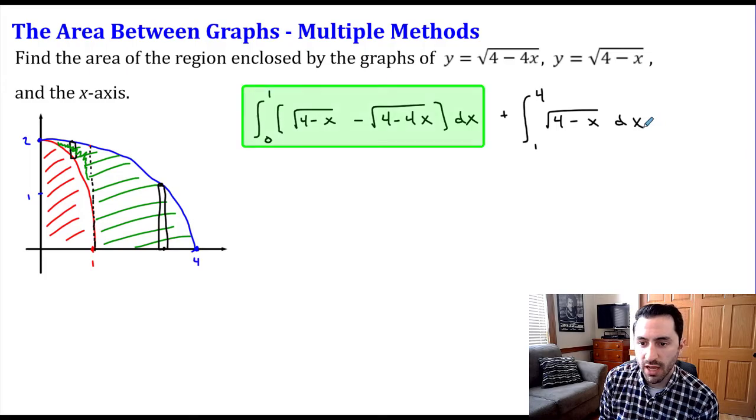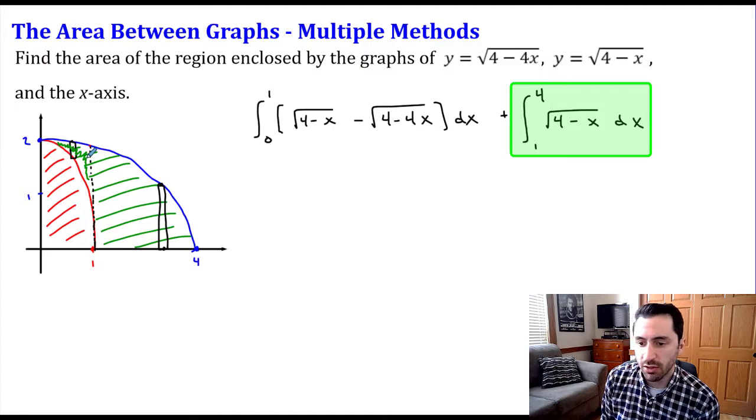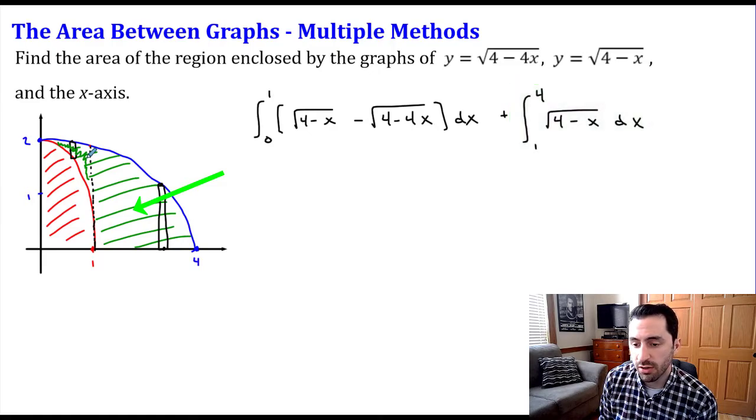So this expression splits it up into two parts. Our first one, we have the integral of our bigger one minus the smaller one, which gives us the area of this little piece. And then the second piece is an integral from 1 to 4, and this is just a normal integral because that gives me the area underneath our curve up until the x-axis.